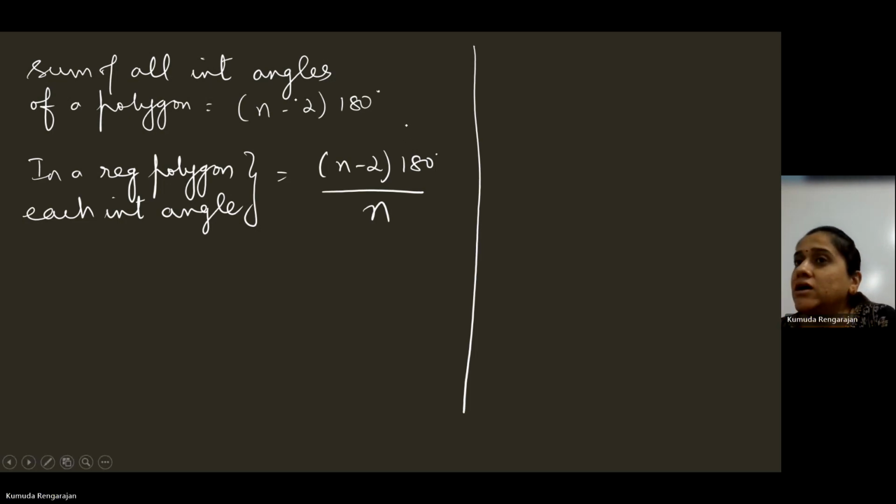So now the sum of how many? A triangle has 3 interior angles. How many exterior angles? 3 exterior angles. 3 interior angles, 3 exterior angles. What will be the sum of the 3 exterior angles? 360. A quadrilateral has 4 interior angles. What's the sum of the 4 interior angles?